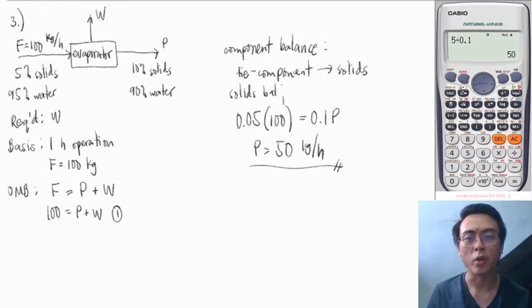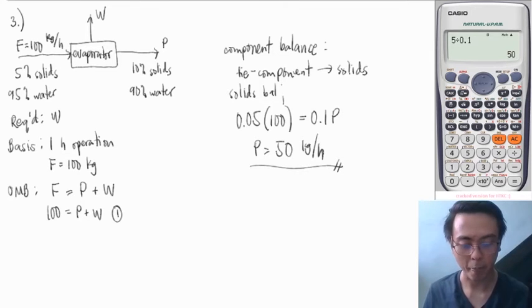So you can only imagine how difficult it is to concentrate orange juice. Imagine your fresh orange juice came in at 100 kilograms. Then after concentrating, you are only left with 50 kilograms of the concentrated juice. Okay?